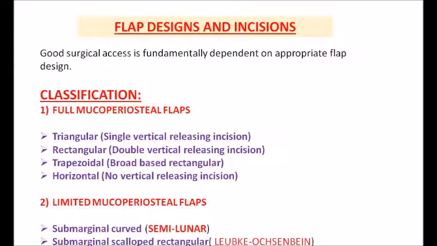Now in the limited mucoperiosteal flap there are two types, as I have already mentioned. Those are the submarginal curved one and the submarginal scalloped rectangular one. Okay, the submarginal curved one is semi-lunar in shape. The submarginal scalloped rectangular one is called the Luebke-Ochsenbein flap. So these are the flap designs.